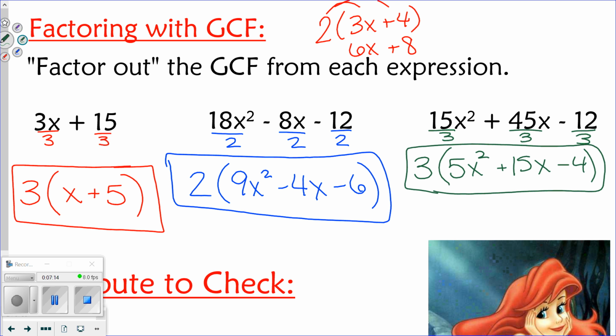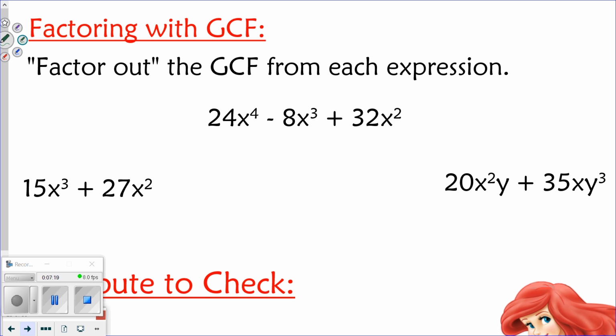How was this process? Are we okay? Making sense? All right, let's look at what happens when you have variables with them. Just making sure we're okay and taking some variables out. So 15x cubed plus 27x squared. First look at numbers. What goes into 15 and 27? 3. This one has an x cubed, that one has an x squared. So how many x's can I take? Squared. 2 x's, or x squared. Okay, so then we're going to divide them both by 3x squared.